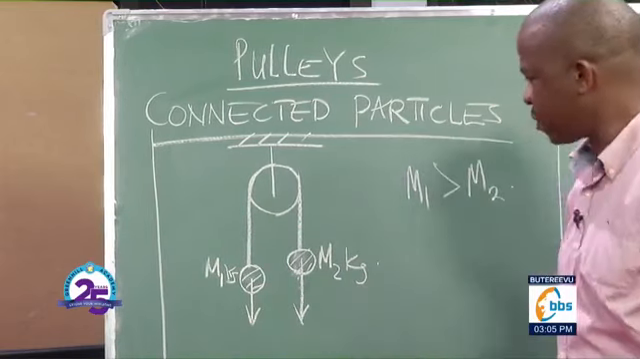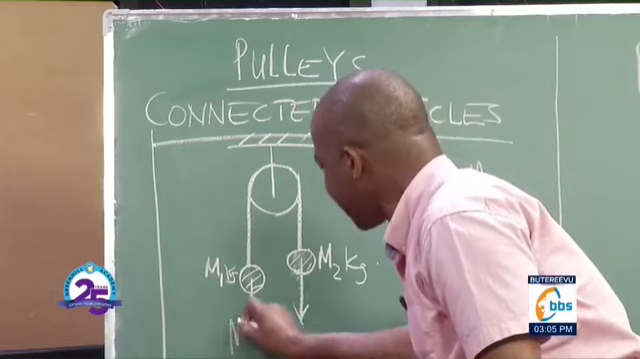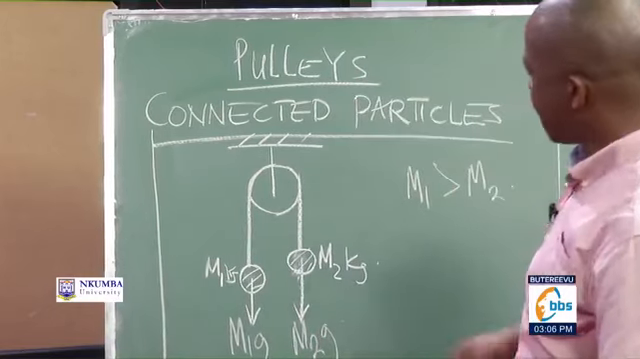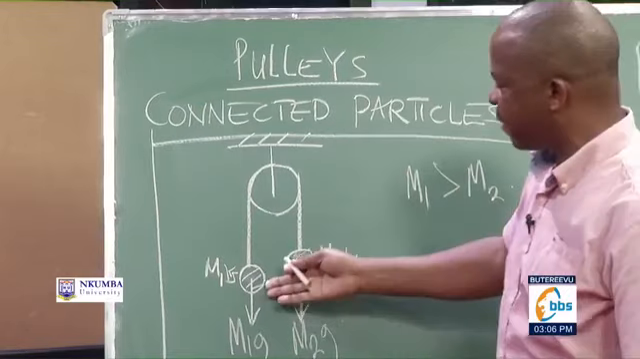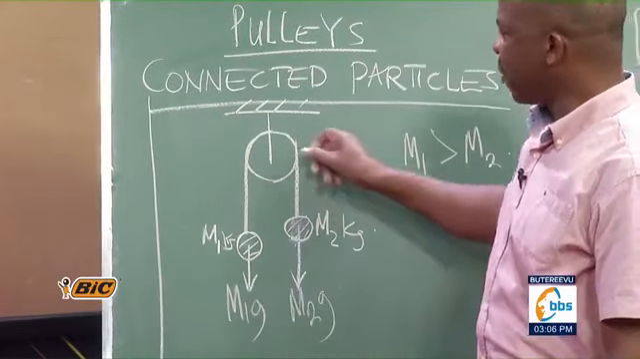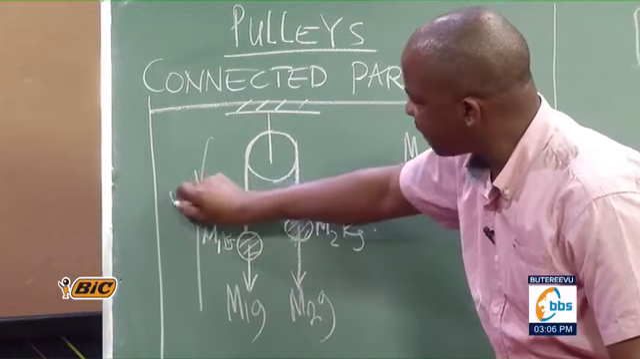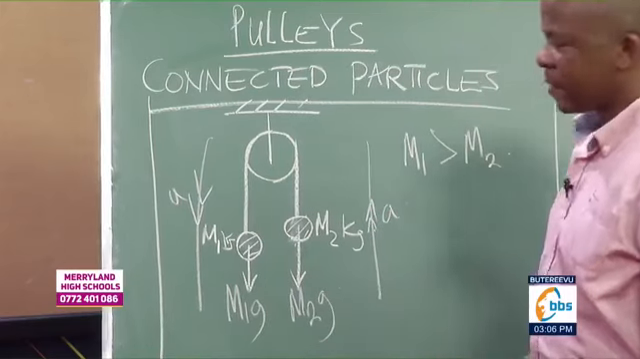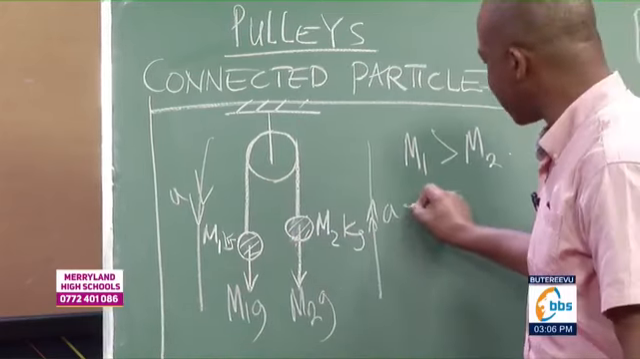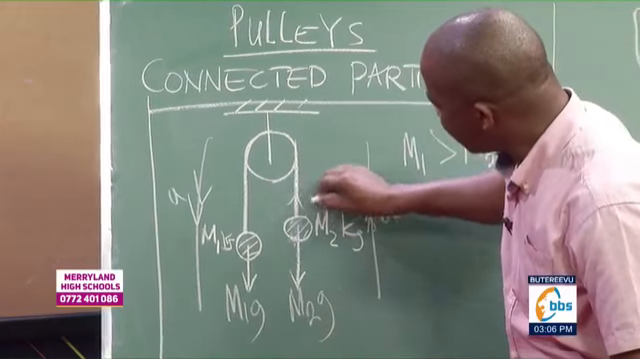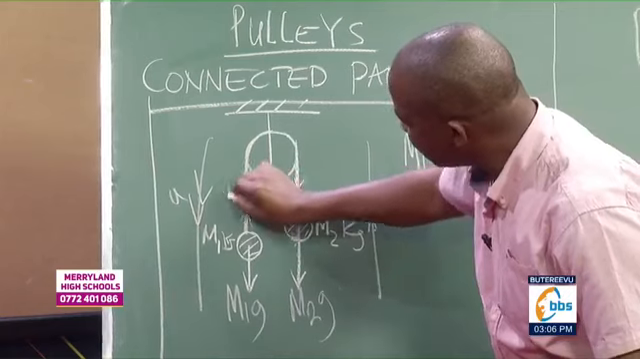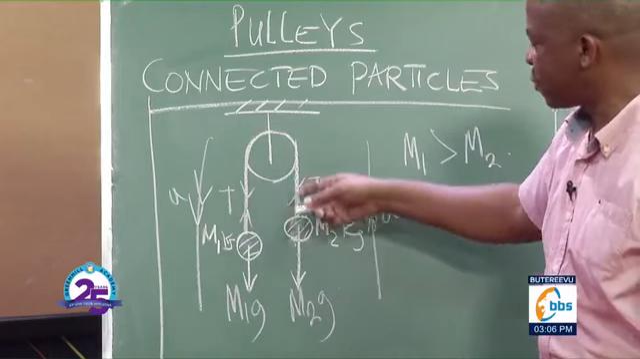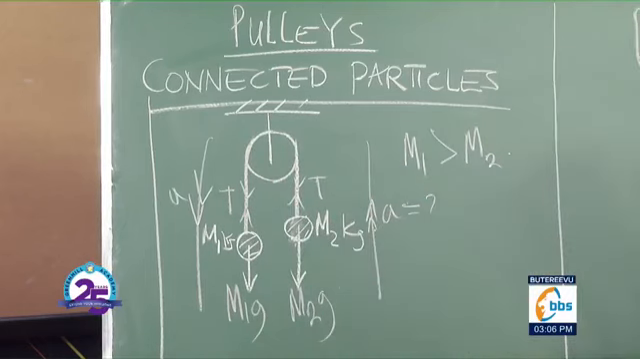If M1 is greater than M2, it implies M1 is going to exert a weight of M1G, and M2 is going to exert a weight down. But since M1 is greater than M2, it's the heavier mass. If you release these masses, the motion will move in that direction. As M1 goes down, M2 will go up. Incidentally, the two will move with the same acceleration, and once you release them, a tension will develop on both sides of the string. We have one string attaching the two bodies. That's why we say they move with the same acceleration.